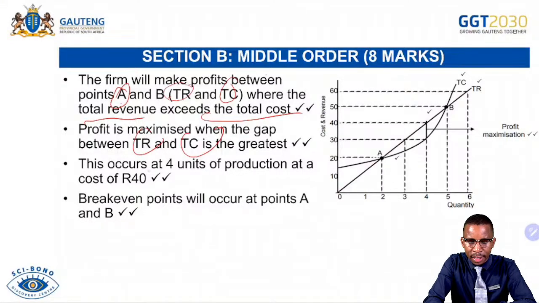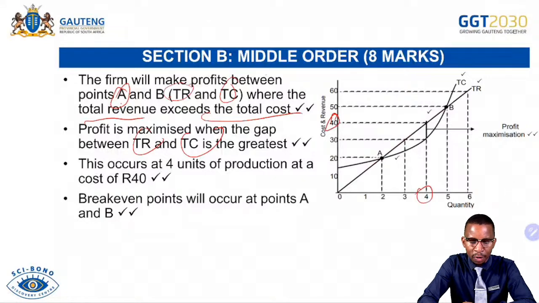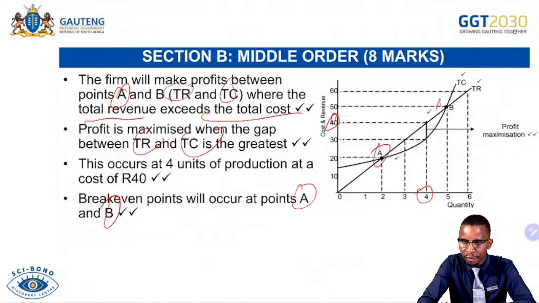This occurs at 4 units of production at a cost of 40. So this is our 40, and then the quantity is 4. Then the firm is maximizing the profit. Break even occurs at point A and point B. So you can see the firm is breaking even or making a normal profit. That's how you should be explaining if ever you are given a chance to draw this graph.